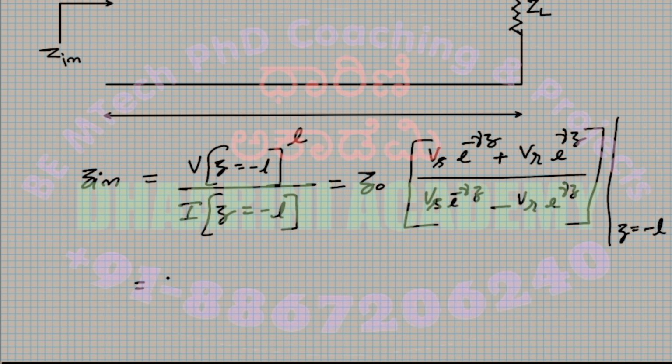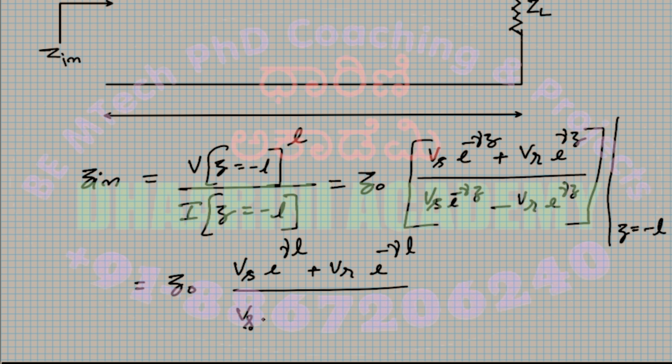So let's substitute the value appropriately. The numerator is Vs e to the power minus gamma into minus L, which is e to the gamma L, plus Vr e to the power minus gamma L, because Z is equal to minus L, whole divided by, same thing in the denominator, Vs e to the gamma L minus Vr e to the power minus gamma L. Now we see the sign change happens with the exponential terms. So here I try to take out the Vs once again.